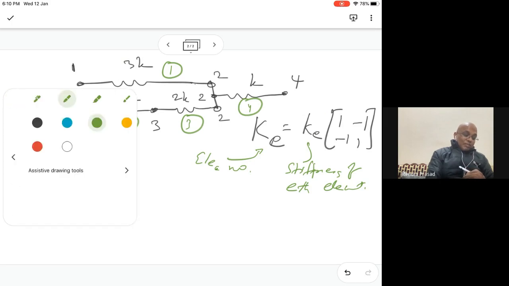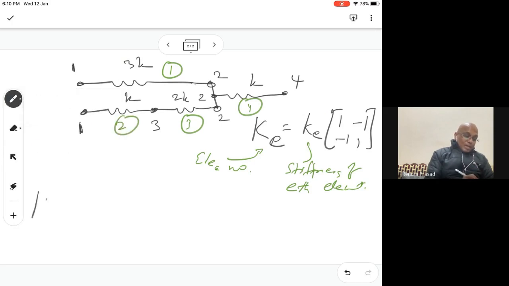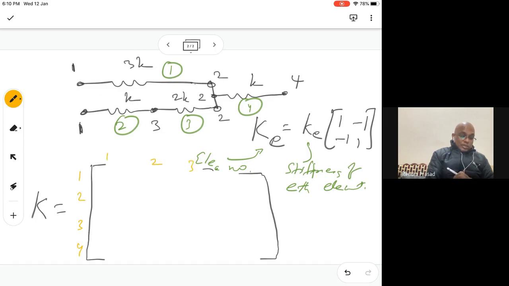So we can write K is equal to, and we write it like this. There are 4 nodes, so there will be 4 points: 1, 2, 3, and 4 here, and also 1, 2, 3, and 4 here.